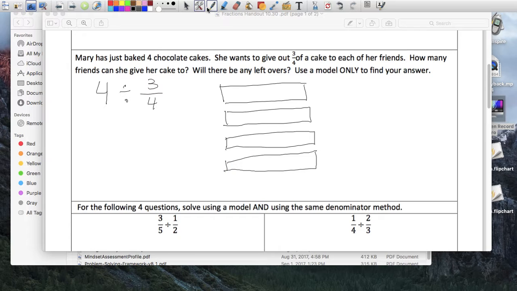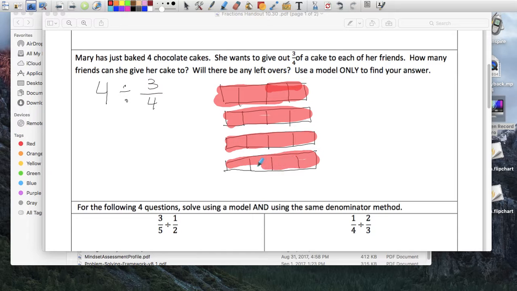And every friend that she sees will get 3/4. So we want to make sure we cut this in fourths. And I see sometimes you guys highlight 3/4. No, highlight the whole thing because that's what you have. You have a full cake, another full cake, another full cake, and another full cake. They're brand new cakes, just come out of the oven. And every time you meet a friend, you're going to give him 3/4.